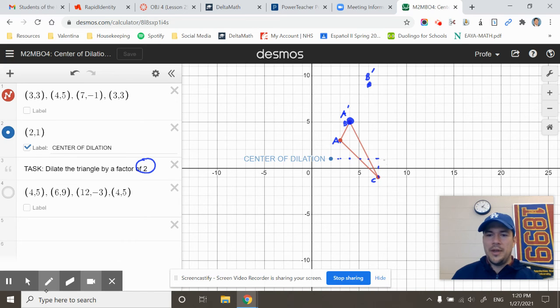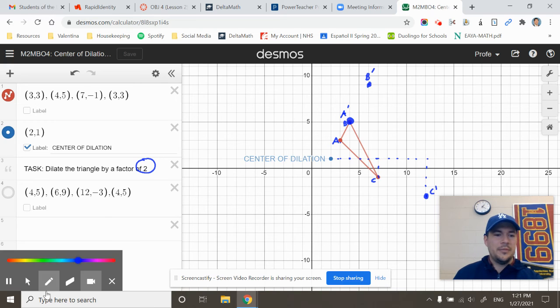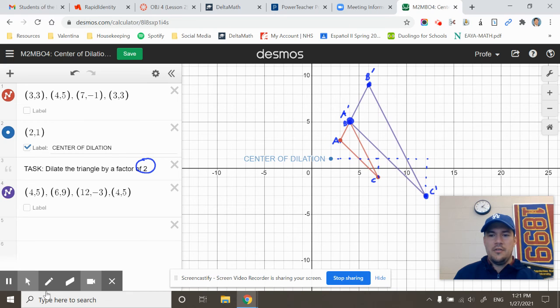What I'm going to do is double that. So I'm going to go 10 units to the right: 5, 6, 7, 8, 9, 10, and 4 units down: 1, 2, 3, 4. And I will be here. That is going to be C prime. I'm going to check that work, and fantastic.